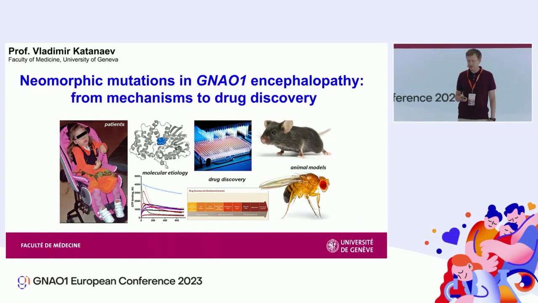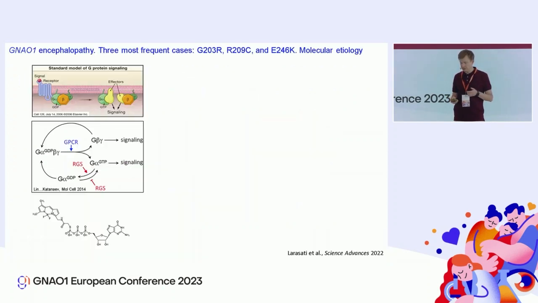So this first slide shows the different levels of analysis we try to do in the lab, starting from the patients, moving to the biochemical and structural atomistic level of investigation of what happens with the mutations, building screening platforms based on this understanding, trying to identify some drug candidates, validating them in the animal models, and then going back to the patients. I will be briefly jumping through several projects which we have done or are doing.